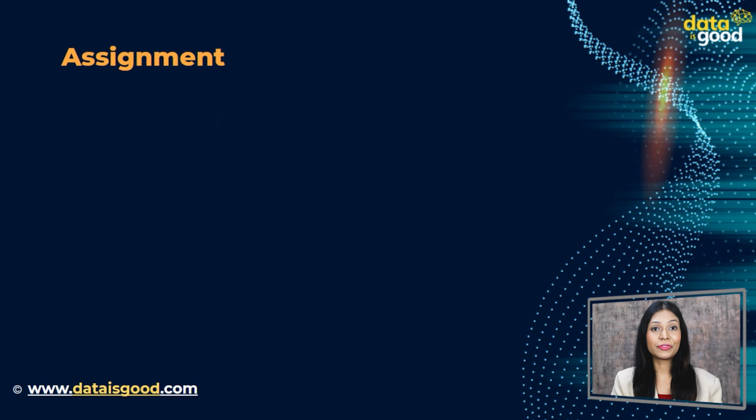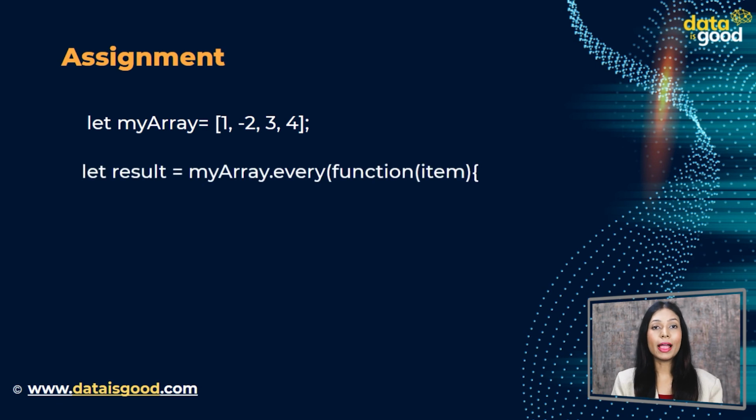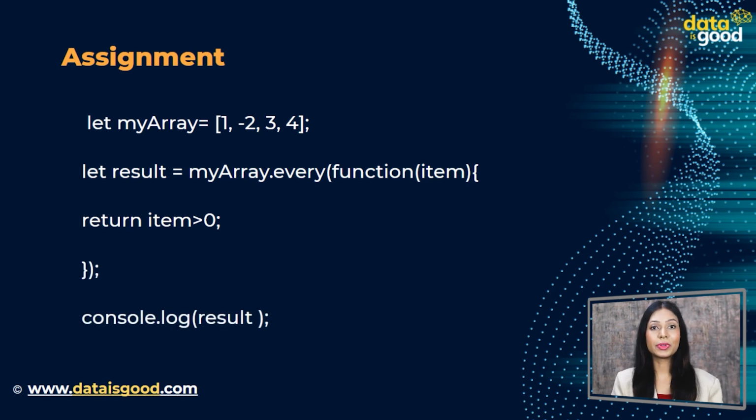Well, here's a question for you. What would be the output of the following code? Let my array equal to 1, minus 2, 3, 4. Let result equal to my array dot every function item, return item greater than 0. Console.log result. So solve this question and I'm sure you will be able to do it.